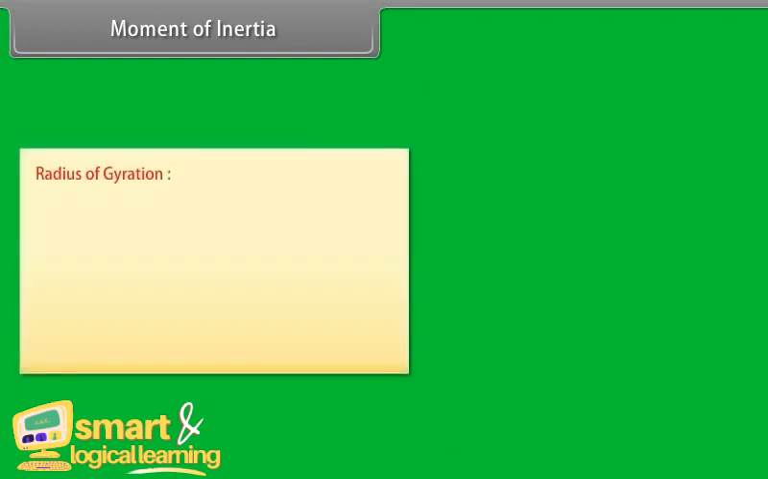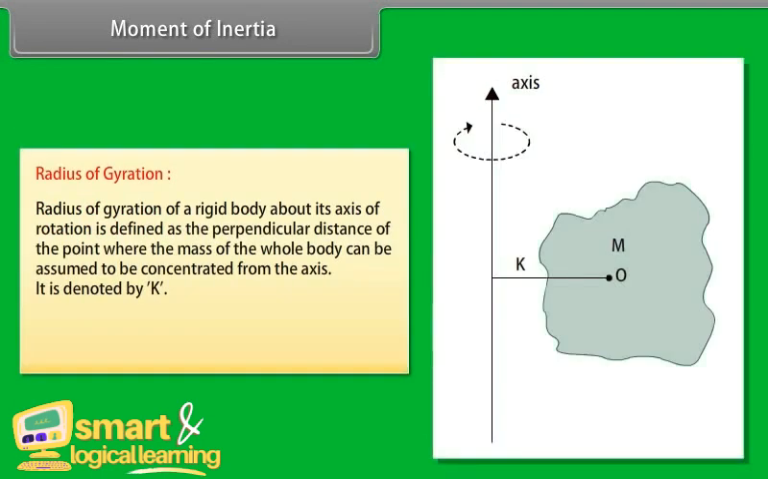Radius of gyration of a rigid body about its axis of rotation is defined as the perpendicular distance of the point where the mass of the whole body can be assumed to be concentrated from the axis. It is denoted by K. Its expression is given by I is equal to mk square, which is equal to summation from i is equal to 1 to n of product of mi and ri square.